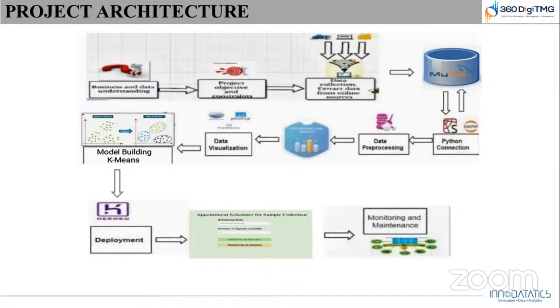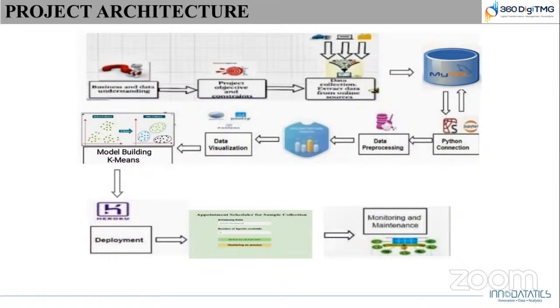This slide talks about the project architecture. Here, first, we need to understand the business problem, its objectives and constraints, and what type of data has to be created for this business problem. Once we understand that, we extract data from the online sources and store it in the database management system using an IDE Python connection. Once the data is stored in the MySQL database, we perform data preprocessing and exploratory data analysis.